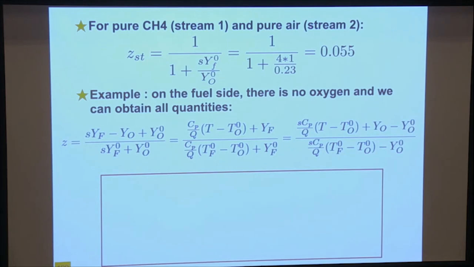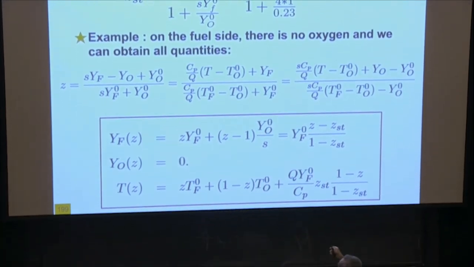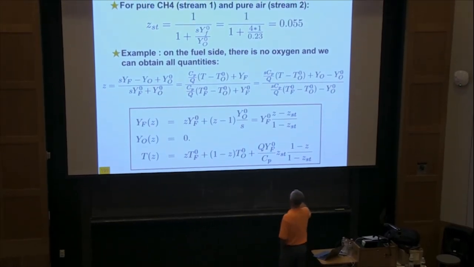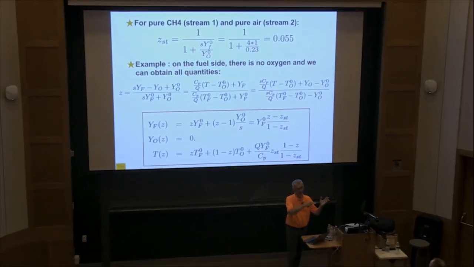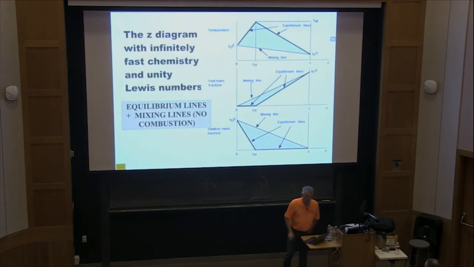Now, once we know that, we can actually proceed. If we look at these expressions now, we know that YF and YO cannot be non-zero at the same time. So if I want to sit on one side of the flame front, I will have YF non-zero, YO equals zero, so I can deduce YF. I will obtain this expression for YF, this expression for YO. This is the fuel side, there is no oxygen, and I can even have temperature. And this is the expression for temperature. I do that on the fuel side, and I do that on the oxidizer side. Oxidizer side is just the same thing: there is no fuel, so from this expression I can deduce the oxidizer and the temperature. And now we put all that in the famous Z diagram.